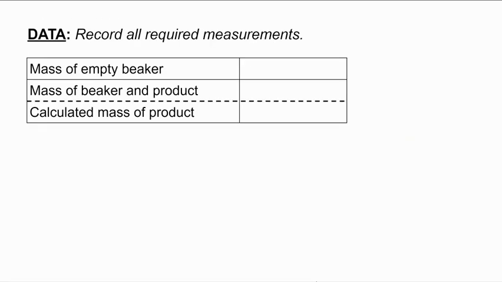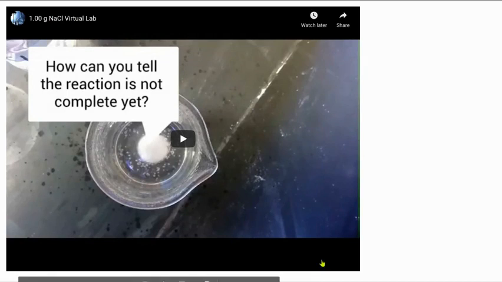You'll need to record just a couple of measurements in your data table: the mass of your empty beaker and the mass of your beaker with the product after you've evaporated off the water. From those two numbers, you should be able to calculate the mass of just the product. So let's take a second and get a virtual data set.